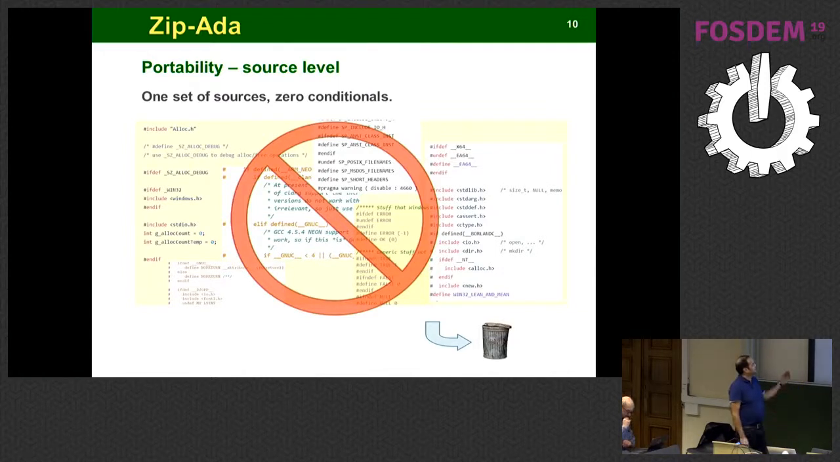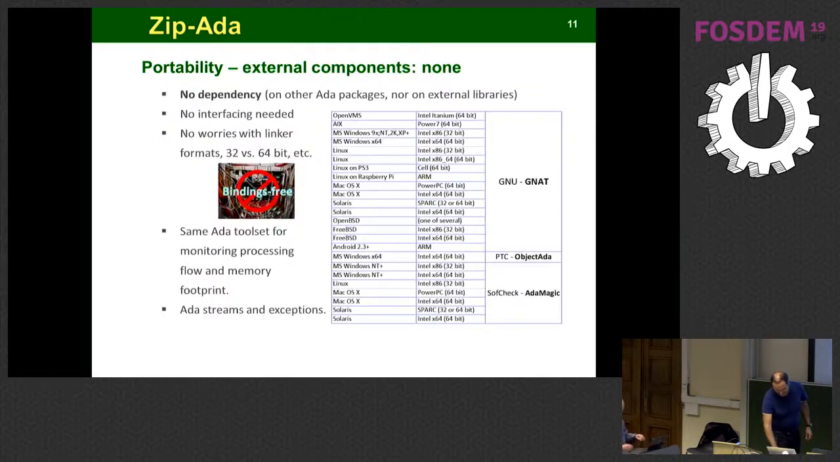So for portability, you have just one set of sources. You don't have magic with conditionals and ifdefs and this kind of thing. Especially in compression software, usually you see kilometers of ifdef, define, include, blah, blah. So that's not there. So, more details about portability. There is no binding. It's standalone. It uses Ada streams and exceptions. You can monitor, control, analyze your program, including the compression library, with the same tool set.